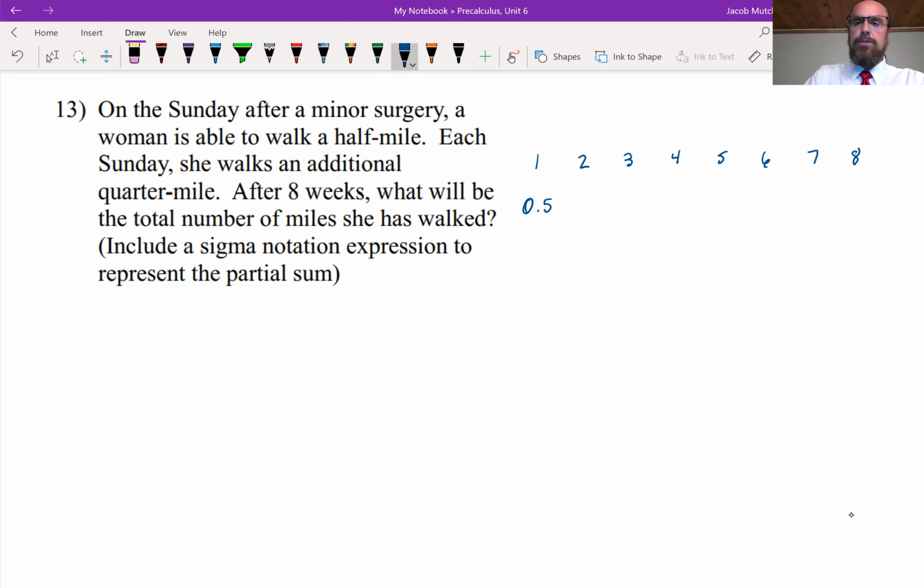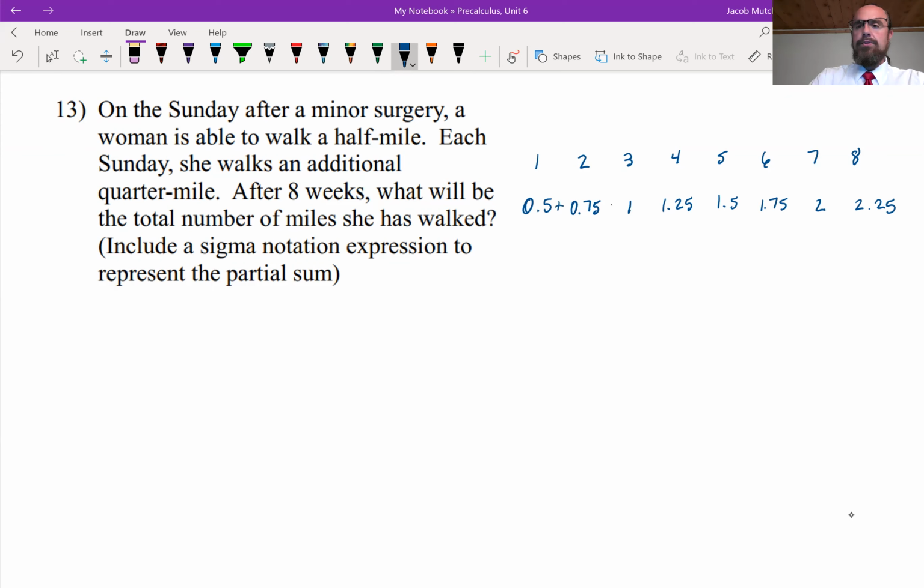So on the second Sunday, she's going to walk 0.75 miles. And she continues to add a quarter mile. So on the third Sunday, she walks 1 mile. The fourth, she walks 1 1/4. The fifth Sunday, she walks 1 1/2. The sixth Sunday, she walks 1 3/4. The seventh Sunday, she walks 2 miles. And the eighth Sunday, she walks 2 1/4 miles. So that's really the representative of the series.